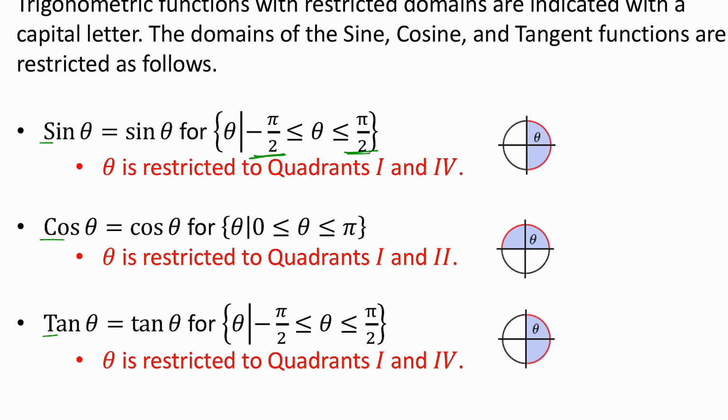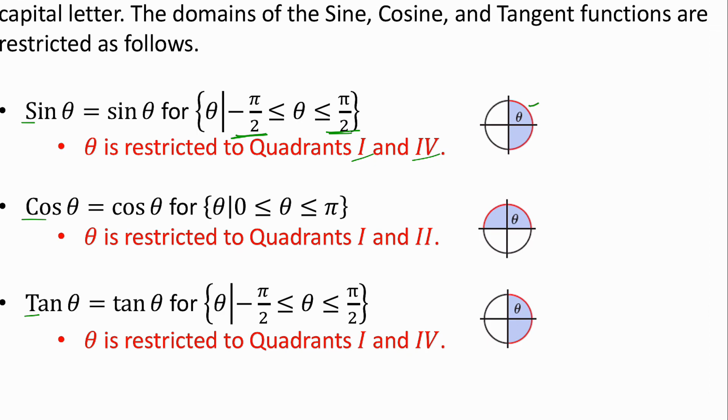Really what that means is we're talking about quadrants 1 and 4. Now, why those two quadrants? The sine of an angle in quadrant 1 is positive. Remember, the sines are the y values. In quadrant 4, the sine is negative. It wouldn't make much sense for us to look for the sines in quadrants 1 and 2 because all the sines in quadrants 1 and 2 are positive.